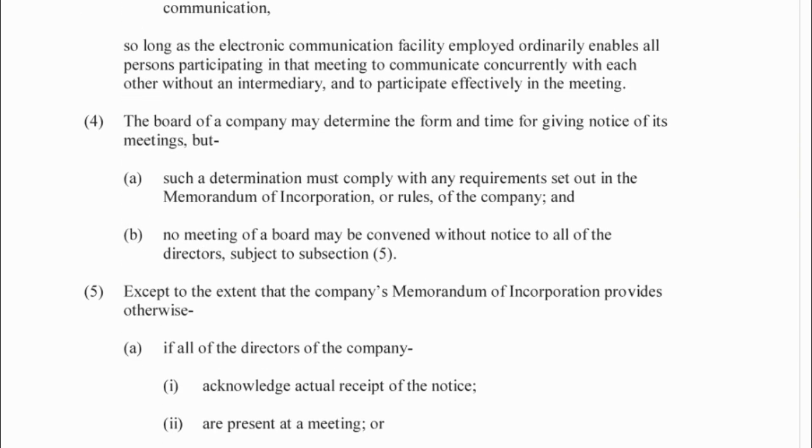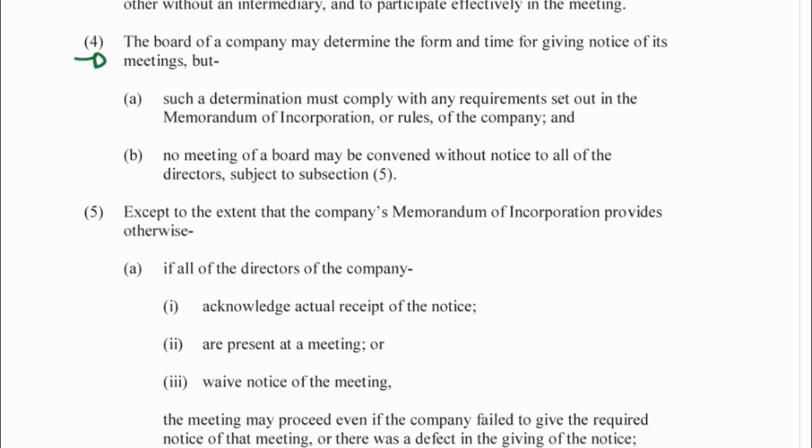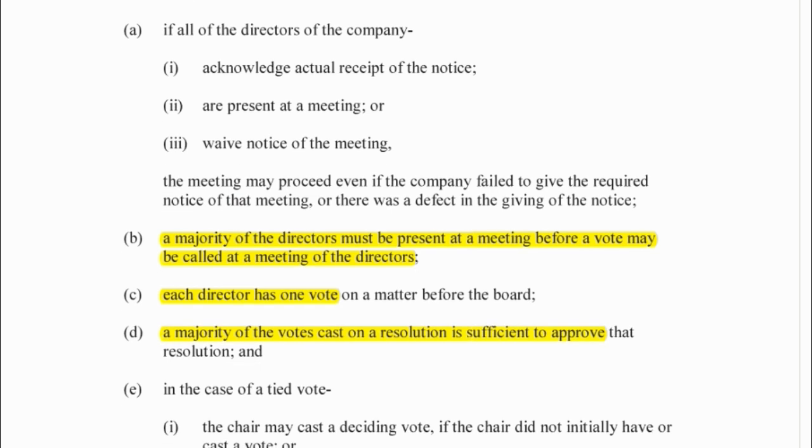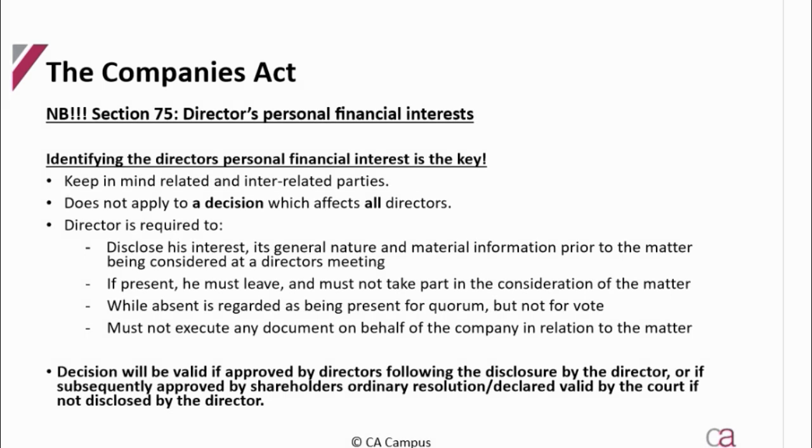Okay, there you can see they discuss the notice, and they say that the notice is in the memorandum of incorporation, so each company will have its own. Then it talks about majority must be present. Each director has 1 vote. Majority must vote on the resolution to approve it. Then, very NB section, hence the NB's up there.